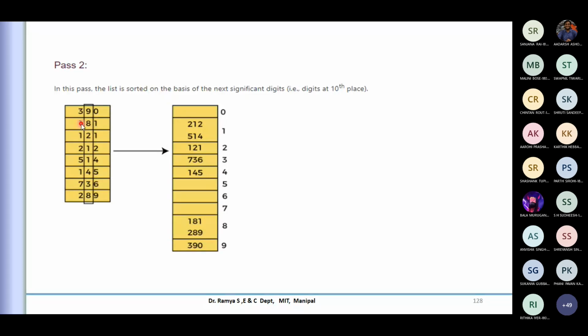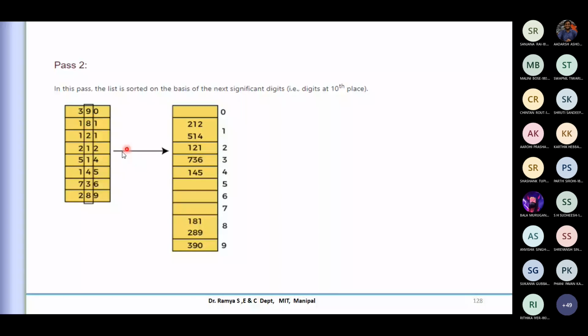Now what happens, you observe in the second part of this, 181 and 121 were placed in the first bucket in the previous phase. Now I'm comparing based on the second digit, so this will go to the 8th bucket and this will go to the second bucket. Okay, so you can see now 121 comes before 181. That is how the sorting takes place there actually.